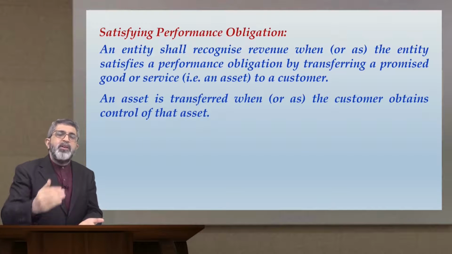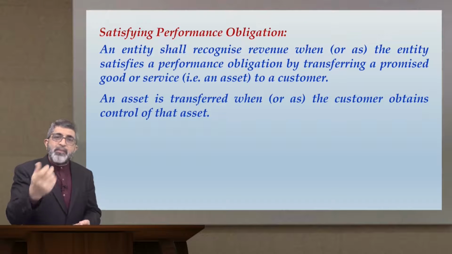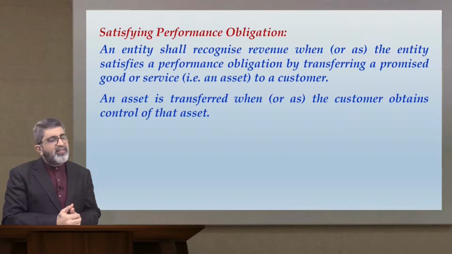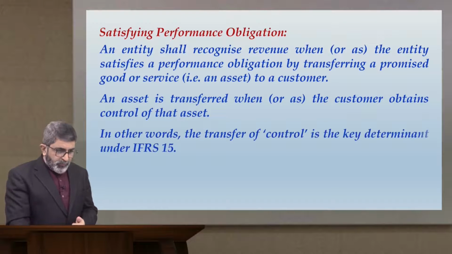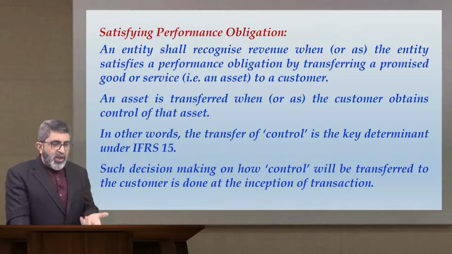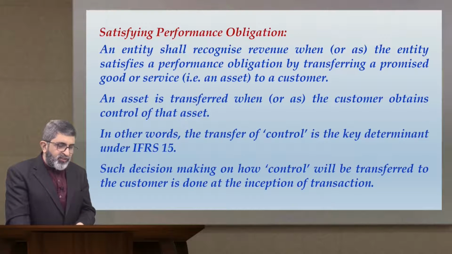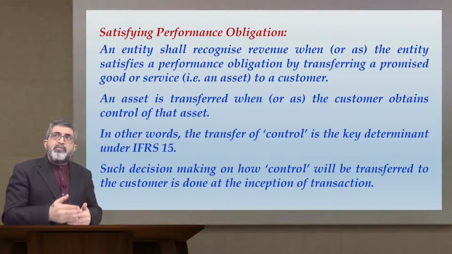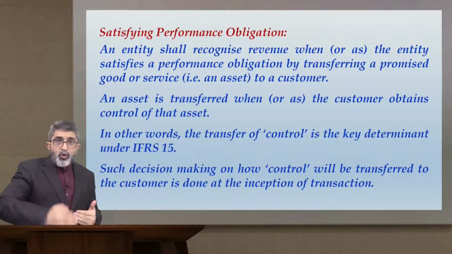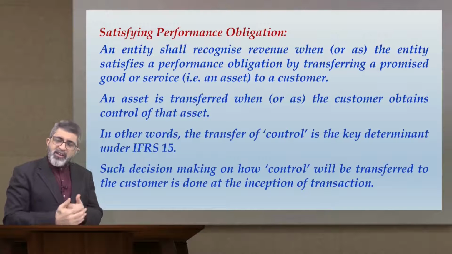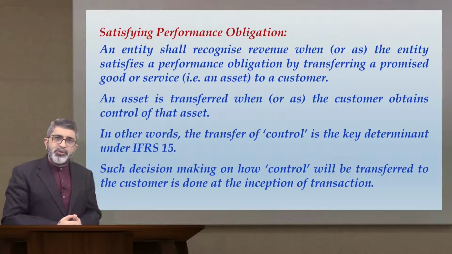Once it is transferred, the sale transaction completes, and that is the point where we can say the performance obligation is complete. In other words, transfer of control is the key determinant under IFRS 15. Such decision making on how control will be transferred to the customer is done at the inception of the transaction. So of course, before even the contract starts, how the control will be transferred is discussed and decided between the contractor and the customer at the inception itself.